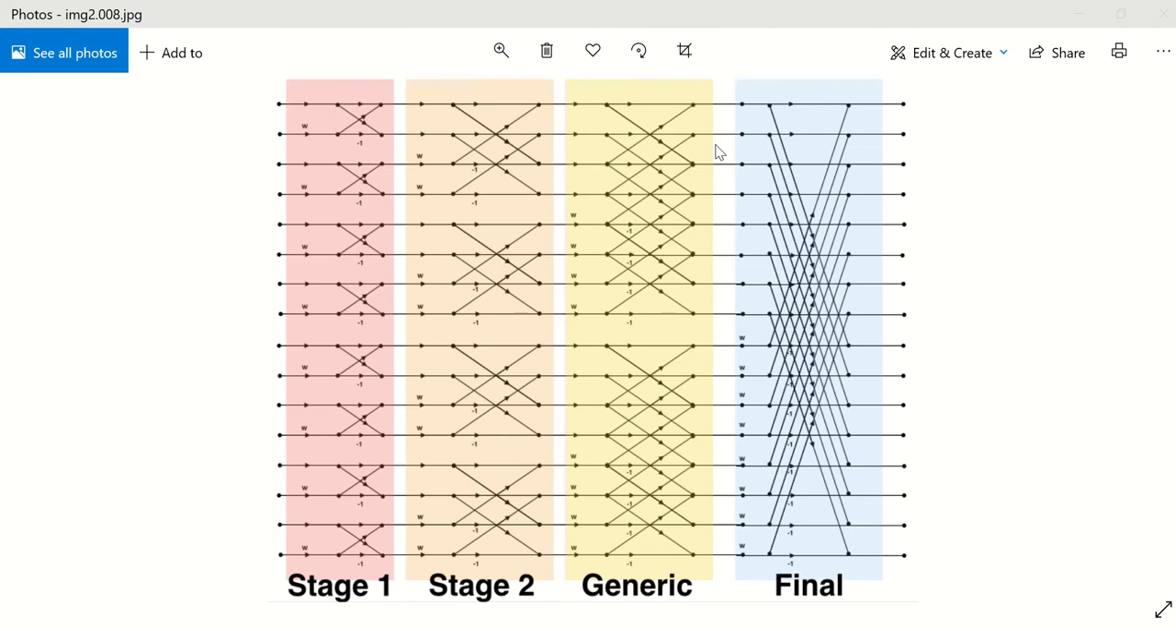This is the decimation in time implementation. We also have another implementation called decimation in frequency. The difference is that in decimation in time, the input time domain samples are decimated, or separated into even and odd halves. In DIF, the output samples, which are in the frequency domain, are decimated.